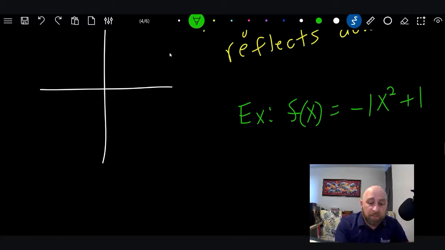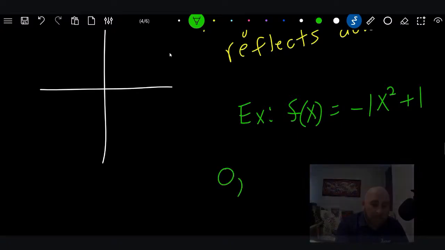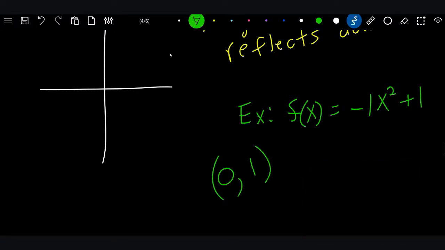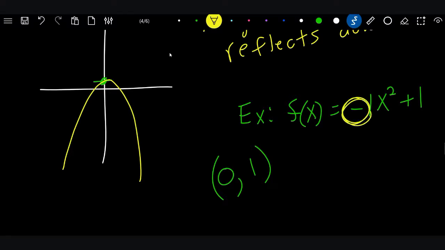Now notice that in this one, it has no h, so h is 0, k is 1. So we're going to be up 1, because that's a vertical translation. But it's going to reflect down. So this one is going to actually go like this, and it's going to bend downward. Why? Because this negative sign makes it bend down.